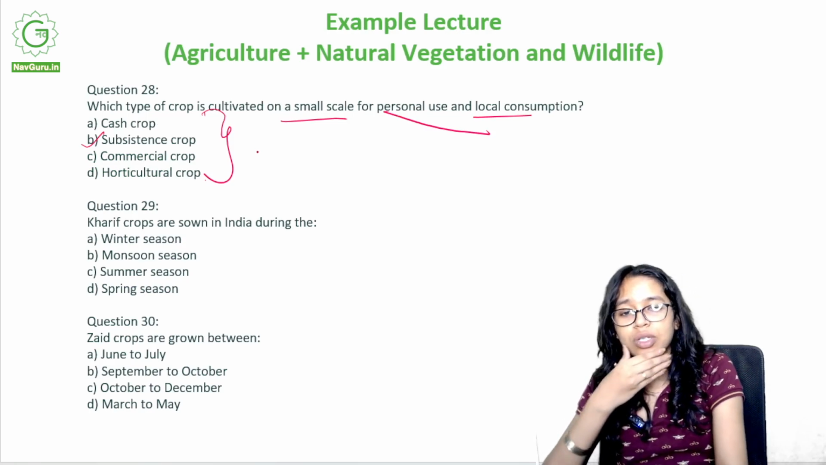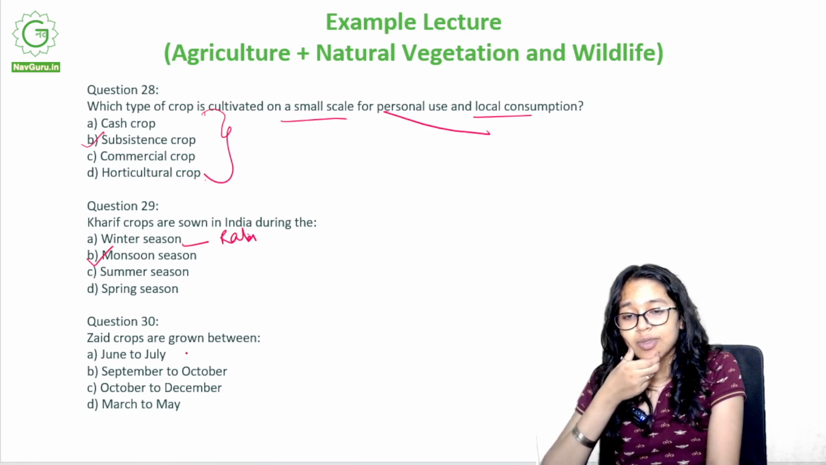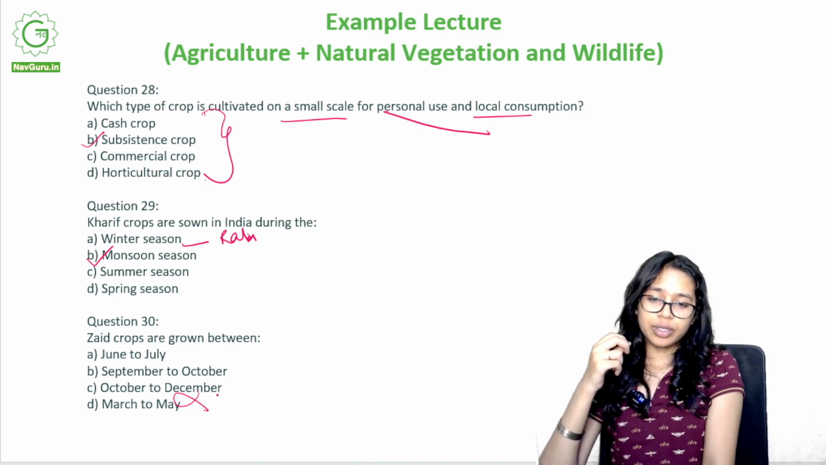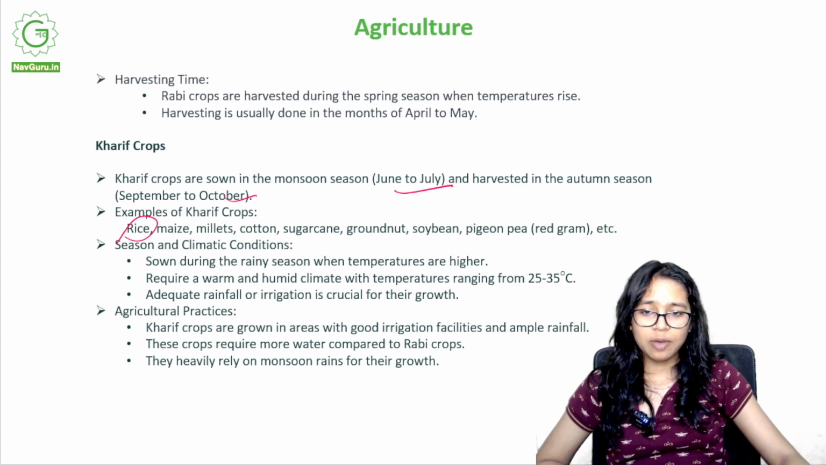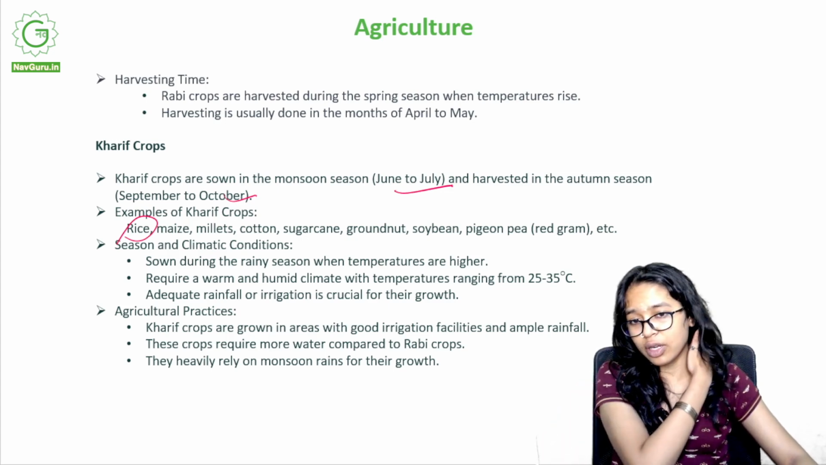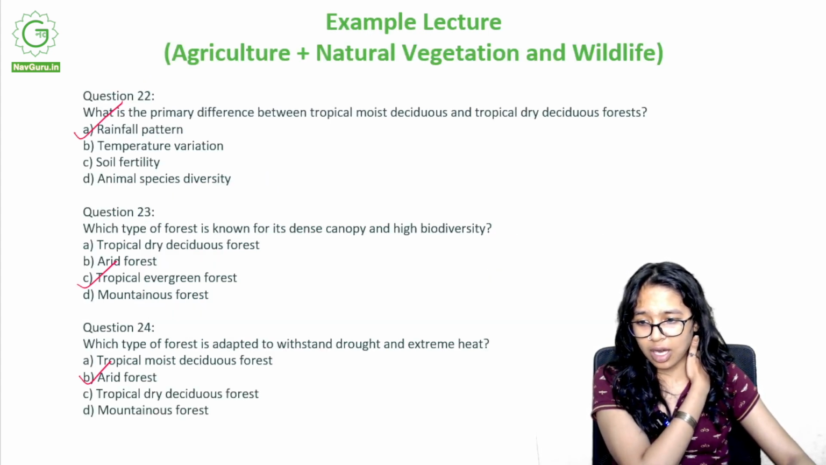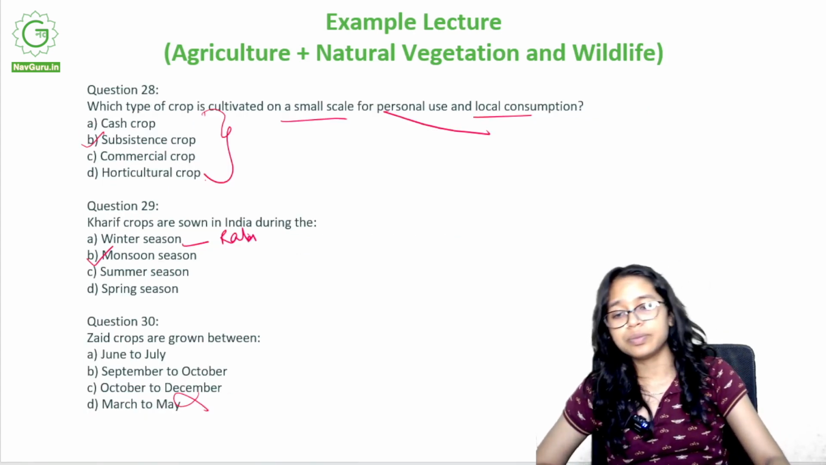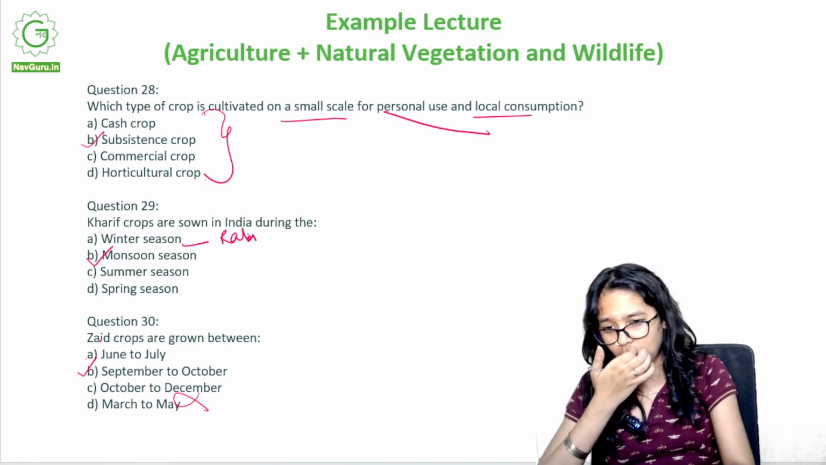Anyways, Kharif crops are sown during the monsoon season, and winter season is for Rabi crops. Now, Zaid crops are grown between September to October, June to July, or March to May. March to May is the harvesting season for Rabi crops, and September to October is the harvesting season for Kharif crops. So where does that leave us with Zaid crops? Is it September to October, or October to December?